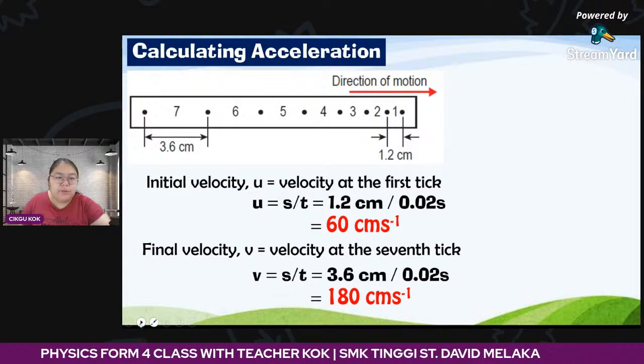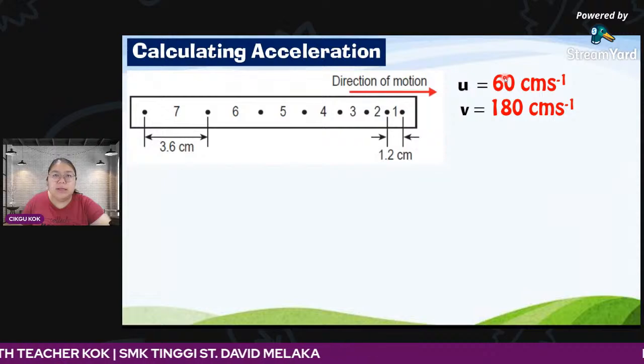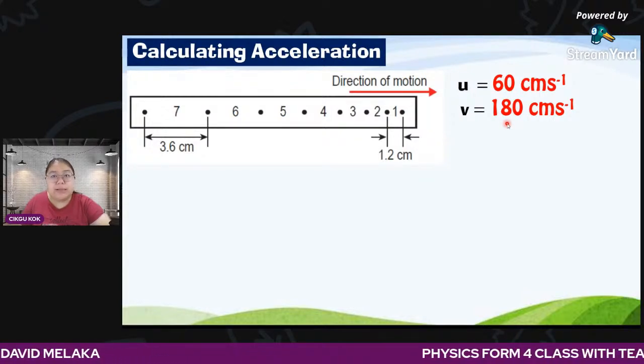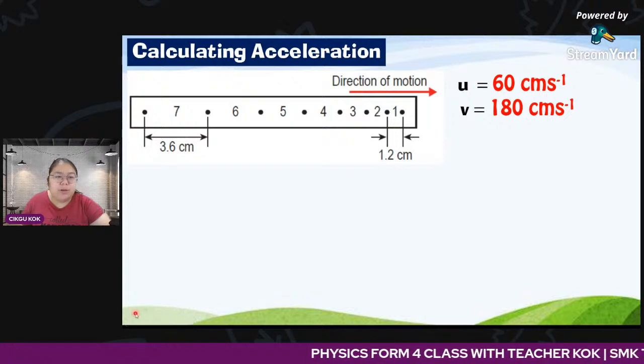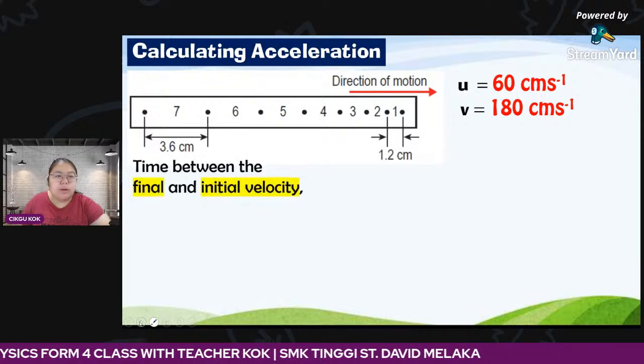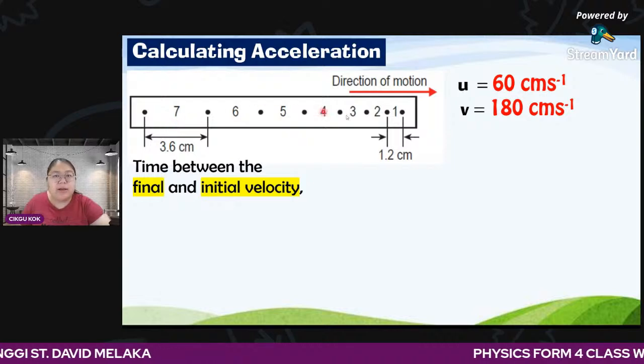So we continue with the question. Okay, we find the starting 60. Then the final is a 180. So that means this one already is an acceleration. Okay, now the problem, we need to find the time. Okay, remember formula a equal v minus u over t, is it? Okay, so time between the final and initial. Between, from the final to the initial.